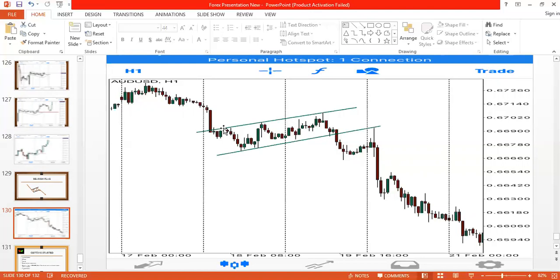So how many touches do we have? We have one, two, three. Does this count? No, this doesn't count, it doesn't actually hit the lower border. And then we have this as well. And then we get a breakout.